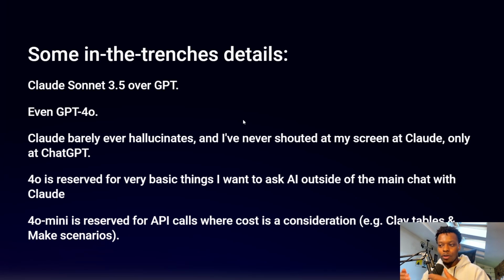So I'm going to give you a bit of in the trench detail, just based on my own experience now with AI just in general. So Claude 3.5 over GPT, even GPT 4.0. I don't know what it is, but Claude is just clean. It barely ever hallucinates, and I've never shouted at my screen at Claude. I've only ever done that at ChatGPT, because again, like we were saying, AI now is smart enough to where if you feed it something rubbish and it spits out rubbish, it's your fault.